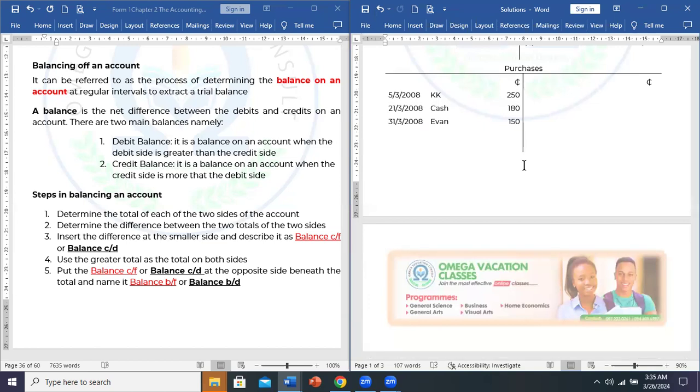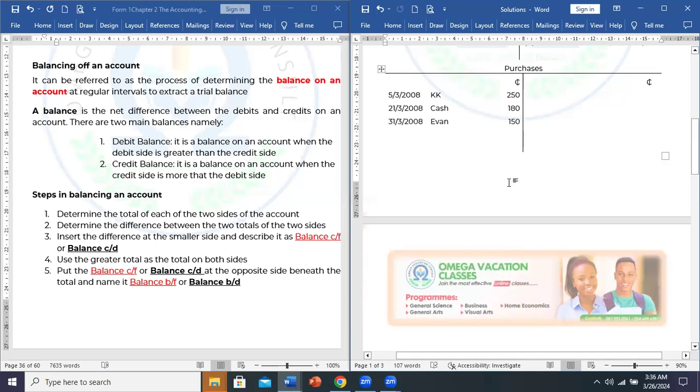Prof. Alexia, try this for me. Would this account have a debit or credit balance? So please, debit. Thank you. Simply because when you look at it, the debit is more than the credit. So let's go through the balancing.